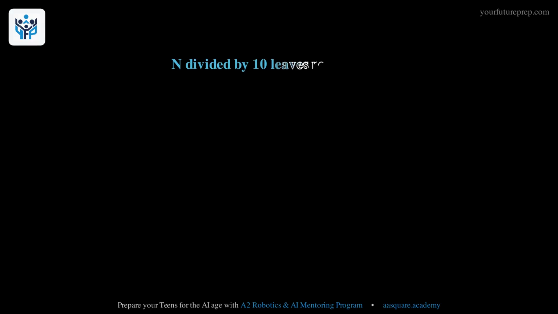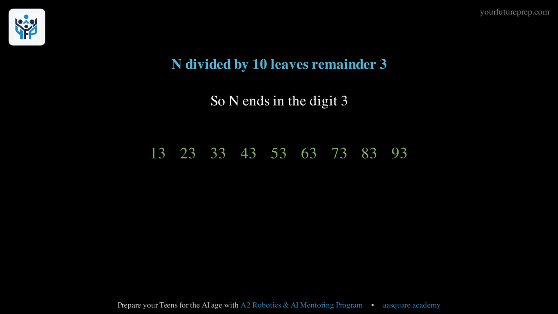Let's start with the second clue. When n is divided by 10, the remainder is 3. That simply means n ends in the digit 3. So n is 1 of 13, 23, 33, all the way up to 93.